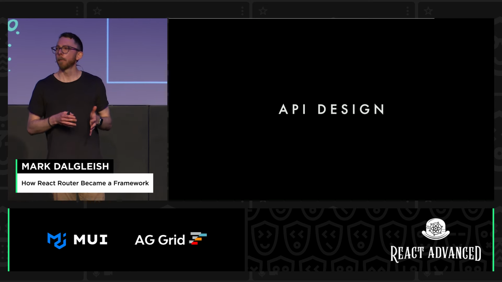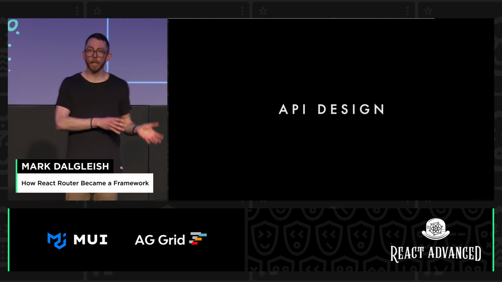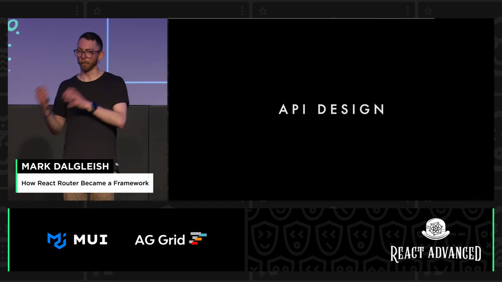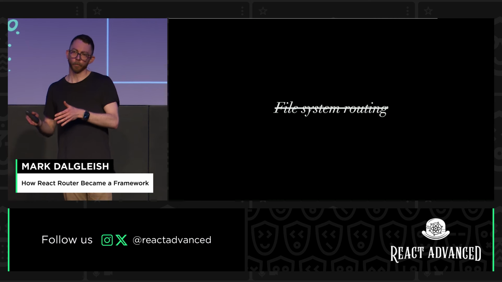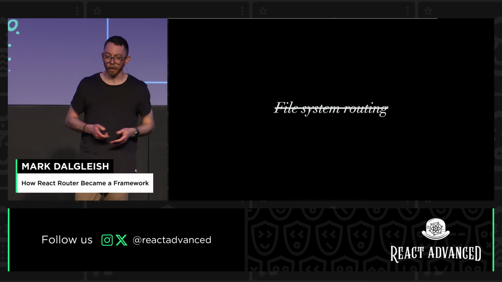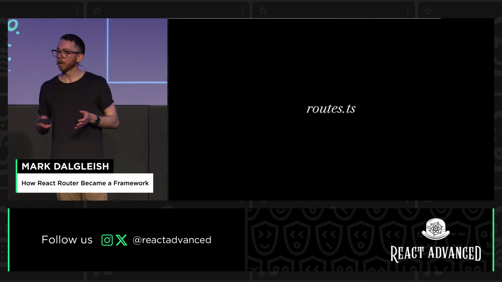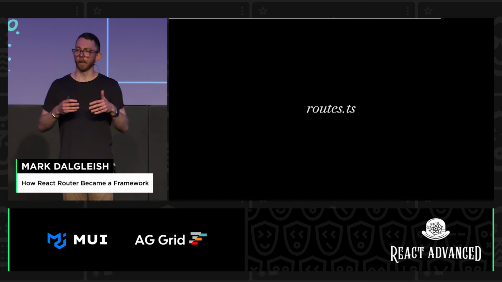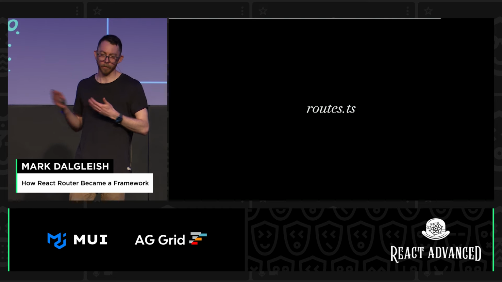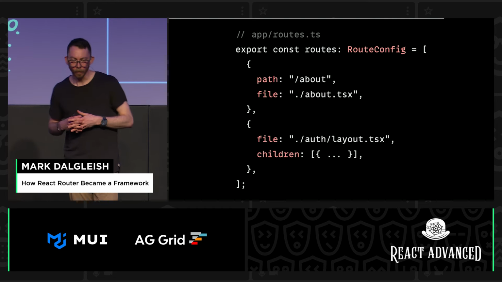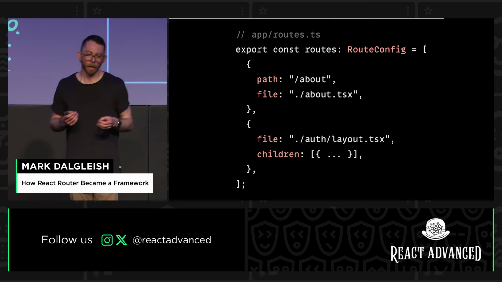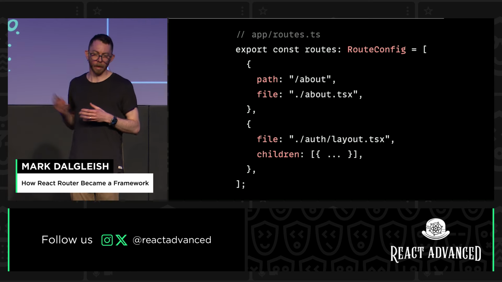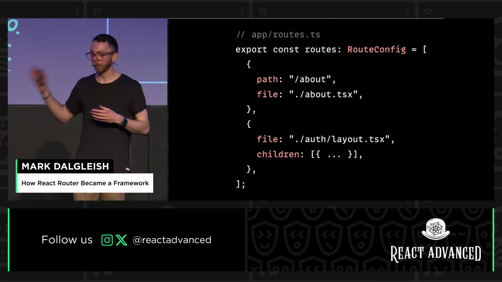This has already started to impact our API design, especially as we're moving features from Remix back over to React Router. A really great example of this is how now in React Router v7, file system routing is not the default as it is in Remix. So instead, you configure your routes that are discovered at build time via this routes.ts config file. And it looks like something like this, where you can export an array of route config objects. Here we're defining a route, an about route. We've got a layout with some children.